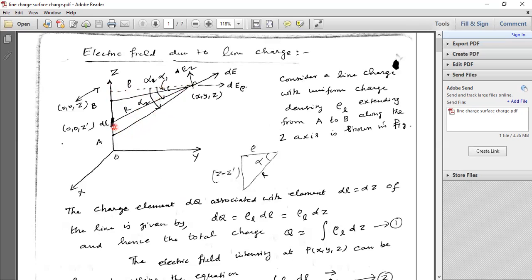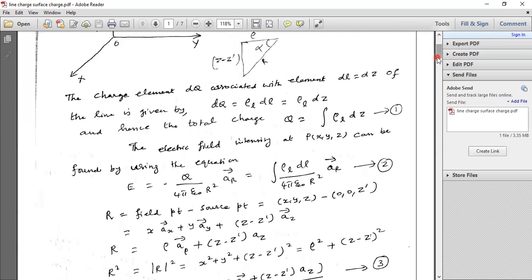We have the distance vector, which is nothing but field point minus source point. The field point is x, y, z, and the source point is 0, 0, z dash. The difference between these two points gives the distance vector, because we are going to apply Coulomb's law. Coulomb's law says the force between two charges is inversely proportional to the square of the distance, so this distance vector is important in calculating the electric field intensity.